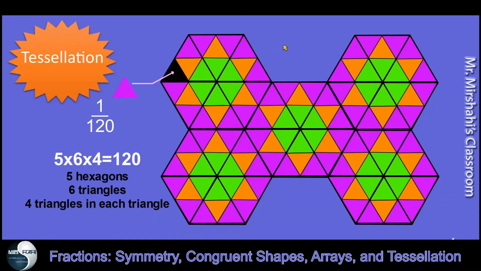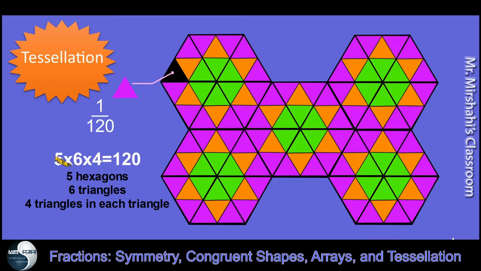You can see how confusing it gets. You can't really count them. You could, it's just too hard. So here I have 5 hexagons. Each hexagon has 6 triangles, 1, 2, 3, 4, 5, 6. Each triangle has 4 triangles inside. So 5 times 6 times 4. Again, this is not that hard. 6 times 4 is 24.